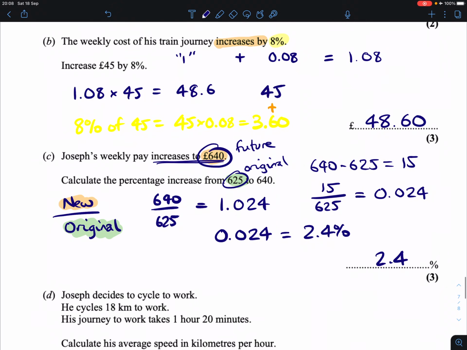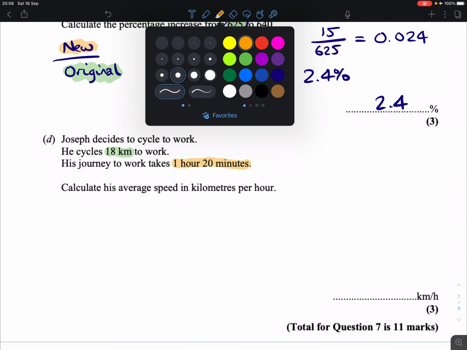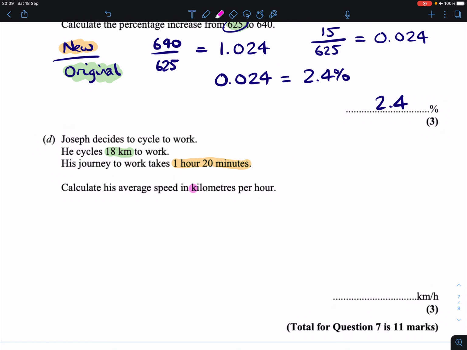Last but not least, part D, Joseph decides to cycle to work. He cycles 18 kilometers to work. He takes an hour and 20 minutes to do that, and the question's asking for his average speed in kilometers per hour. As it stands, we've been given time in a compound unit where we've got hours and minutes. We need to convert that into ideally hours because the answer requires it, but you can do this using minutes as well. I'll do both ways.